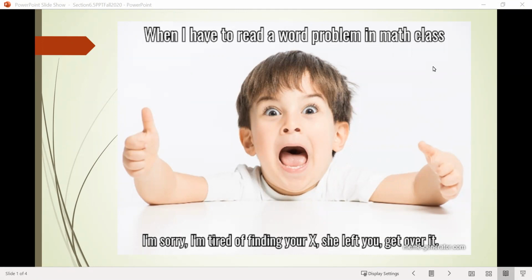Section 6.5. We're now going to start looking at word problems related to the stuff we've been doing in this chapter. And I know some of these problems might look kind of familiar from stuff that you did earlier in section 6.1, but we'll take it to a little different level here.